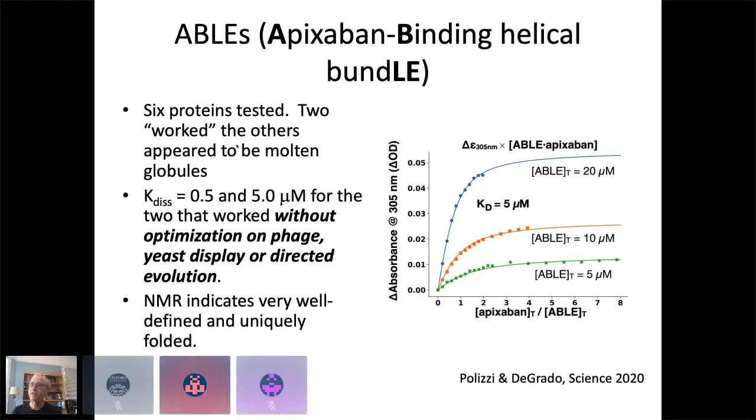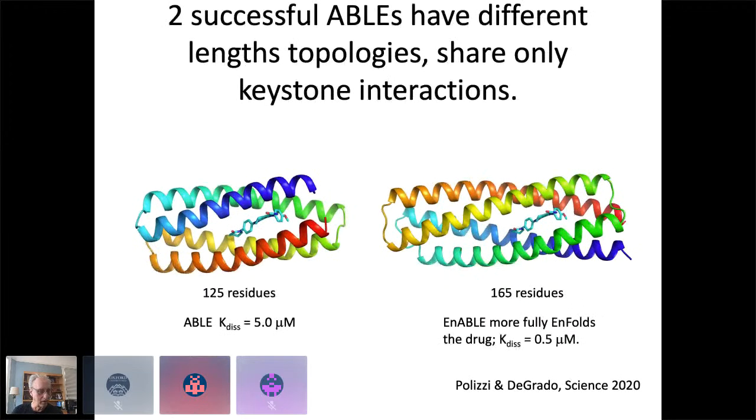The 4 that didn't work appeared to be molten globules, and when Nick ran folding simulations in Rosetta on them, they did not fold to the desired structure, so that could have been a tip-off for us. Now, the 2 that were designed have entirely different topologies and sequences. The only thing that they share are the keystone interactions that hold it into the bundle.